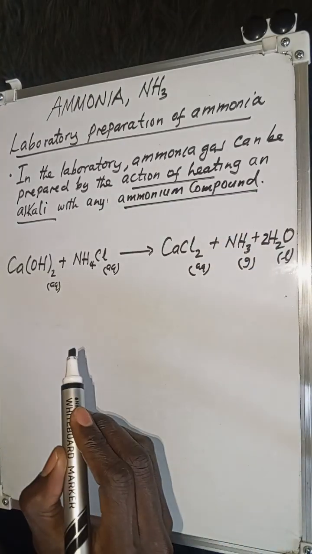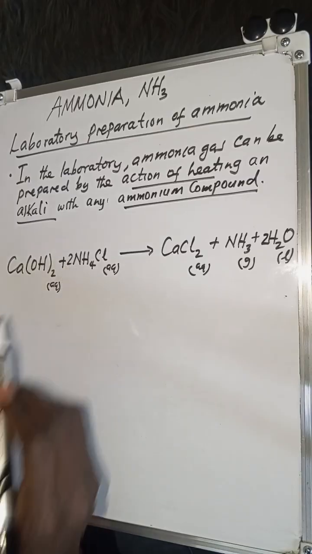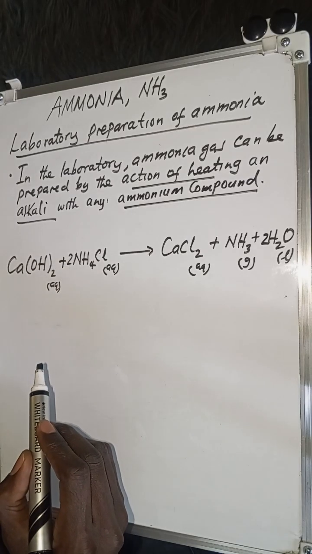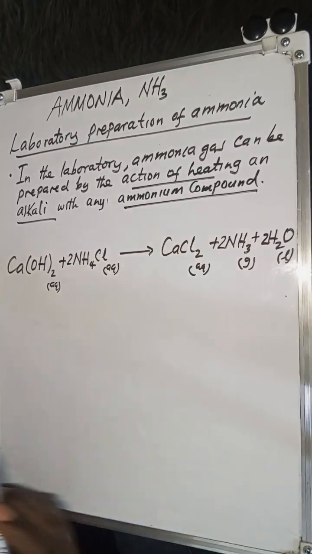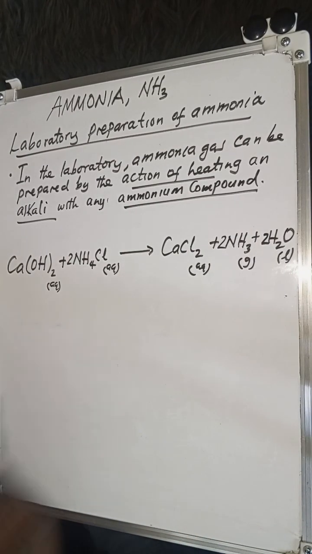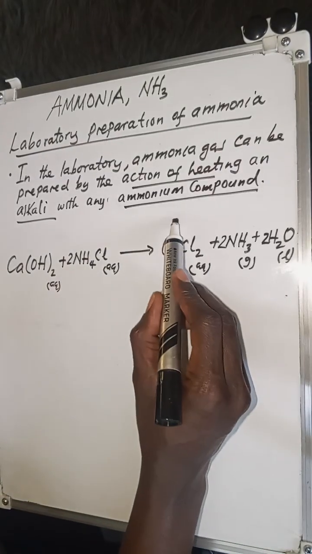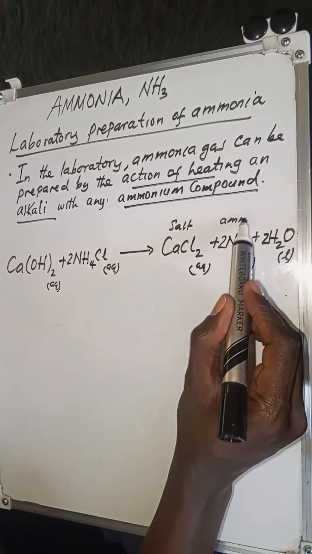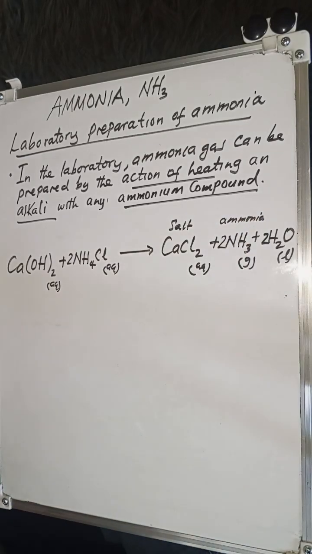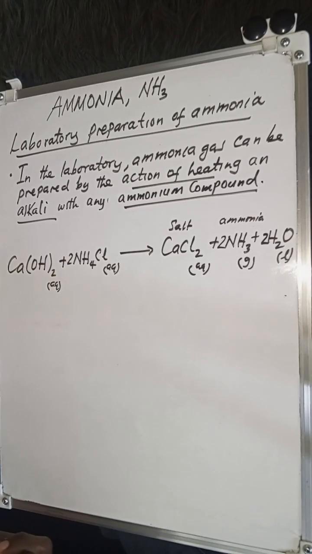You can put up a 2 there, and when you put up a 2 there, you can also put up a 2 there. Then the equation becomes balanced. So that is what we mean. So we are going to produce a salt, but our interest is the ammonia that is produced. So remember that ammonia is the only alkaline gas. I want to mention that ammonia is the only alkaline gas that is able to change a red litmus paper to blue. So this is what you can do.